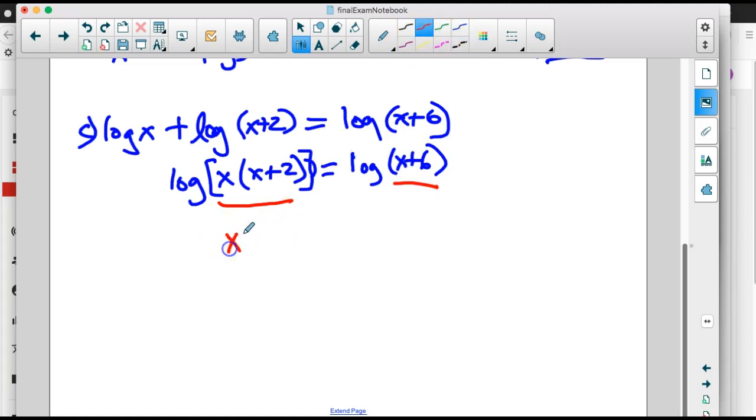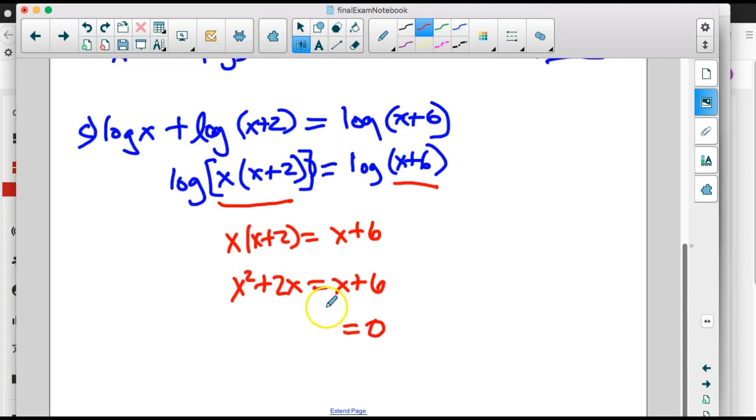So we can say x times x plus 2 has to equal x plus 6, and we'd solve that algebraically. So we multiply this out and get x squared plus 2x equals x plus 6. We have a quadratic function here, so we're going to have to factor or use the quadratic formula, but we need to have 0 on one side. So we're going to place 0 here. I'm going to subtract x from both sides, and I'm going to subtract 6 from both sides.